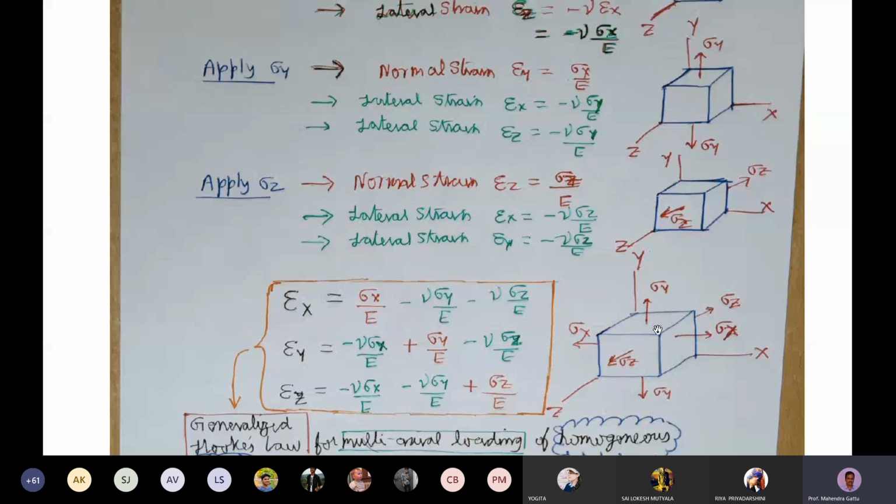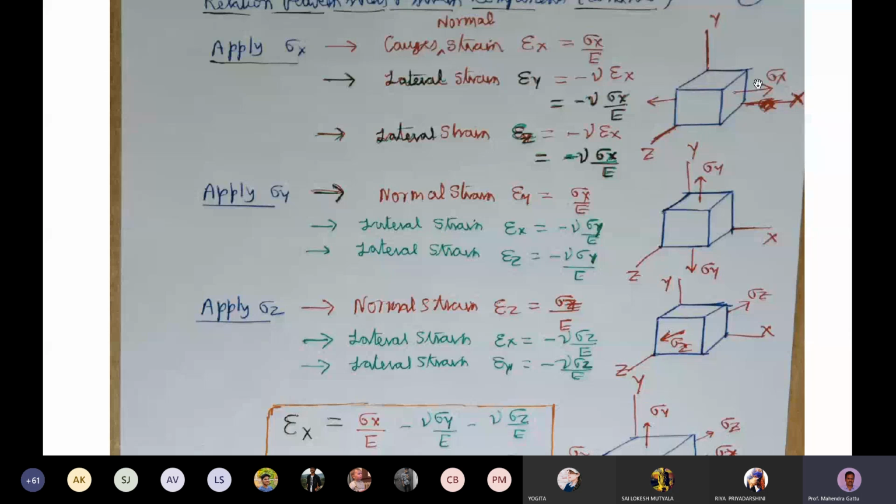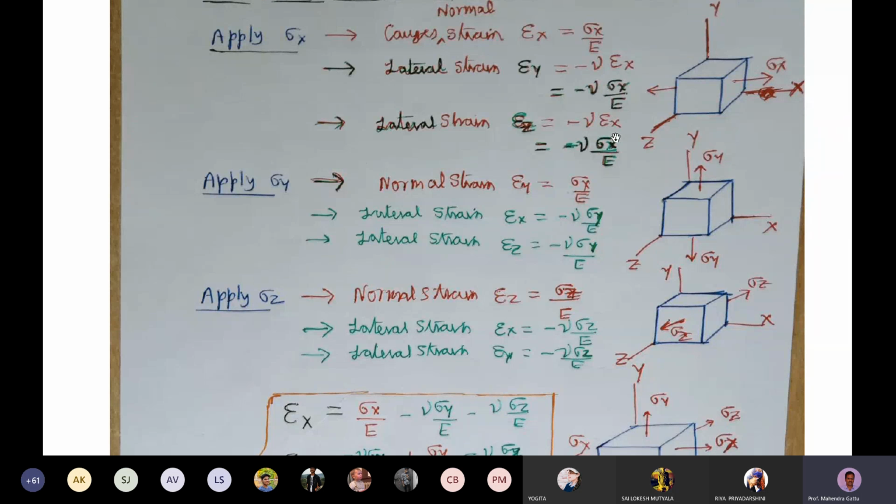Now if all three loads, sigma x, sigma y, sigma z, act together, what will happen? We know the strains produced by each stress. In the x direction, it is sigma x by E, here it is minus nu sigma y by E, and this is minus nu sigma z by E. So if all the loads are acting simultaneously, the strain in the x direction will be the sum of this value plus this value plus this value. Similarly, in the y direction, the strain will be the sum of minus nu sigma x by E, sigma y by E, and again minus nu sigma z by E.